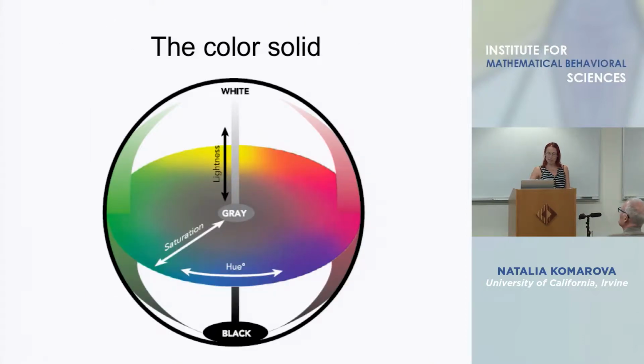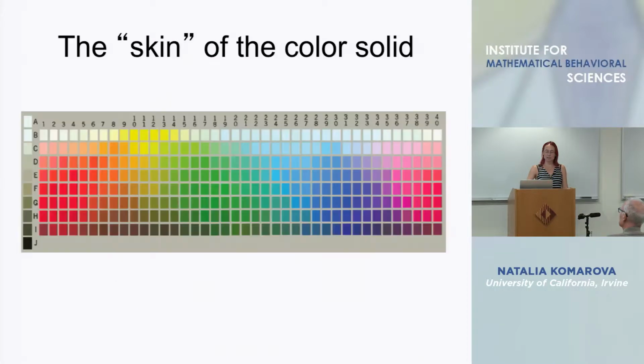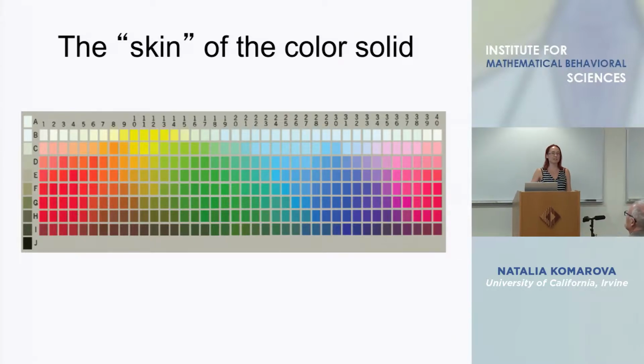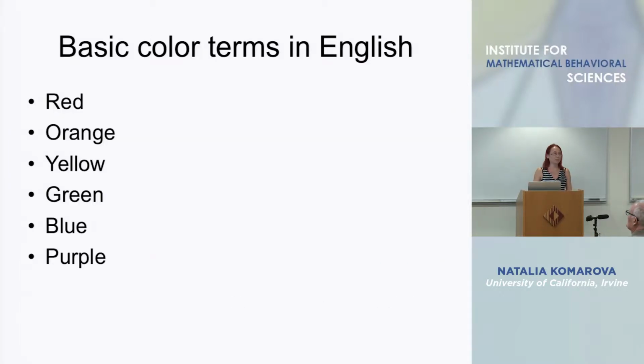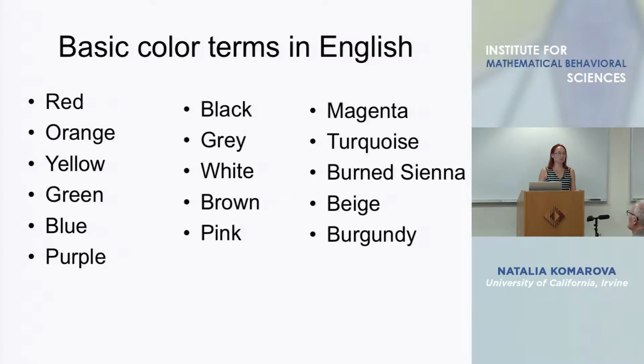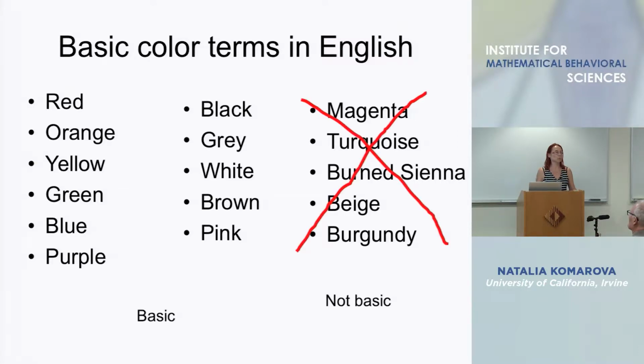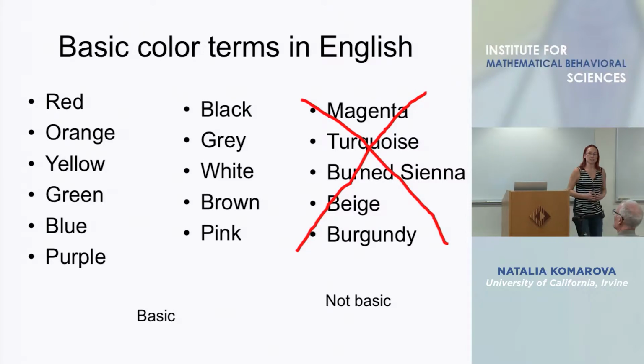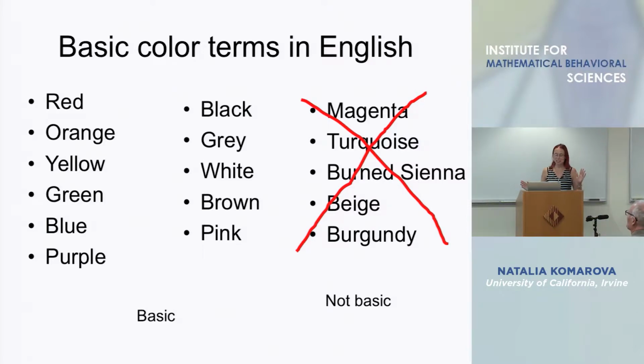If we take this sphere and take the skin of the sphere, we can make a color map. If we look at this color map, we can identify colors that we can see: red, orange, yellow, green, blue, purple. These are the colors of the rainbow. And these 6 colors plus black, gray, white, brown, and pink are what are called basic color terms in the English language. Magenta, turquoise, burnt sienna, and so on are not basic color terms because nobody knows what they are. People disagree, especially men. So they really have no idea.